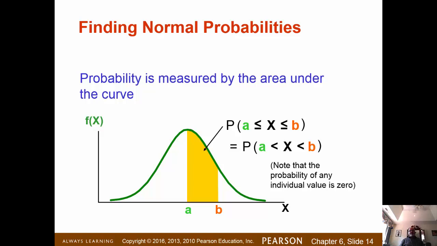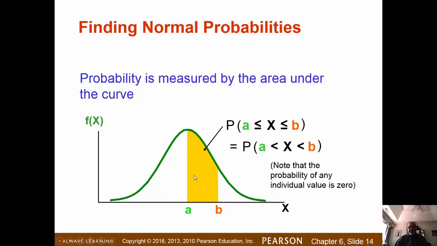How do we find probabilities in a normal distribution? So here, if you have a probability distribution for x that is normal, and you want the probability that x is between a and b, then this area is the probability of x being between a and b.